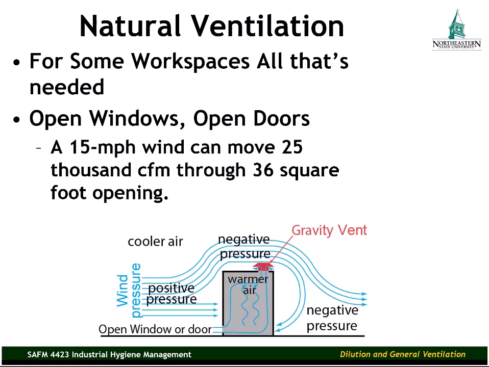An example of how much air is being moved by wind is what we have on the screen. A 15 mile per hour wind can move up to 20,000 cubic feet per minute through a 36 square foot opening. That's a lot of air movement through just a 36 square foot opening. That's a pretty big opening. That'd be a 6 by 6 opening. But some workspaces have garage doors that can be opened, windows that can be opened, and that alone can be enough to dilute any contaminants in the workspace.